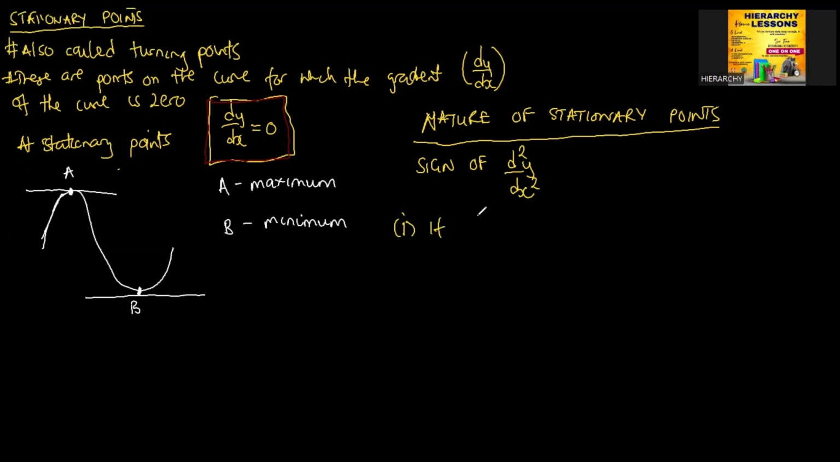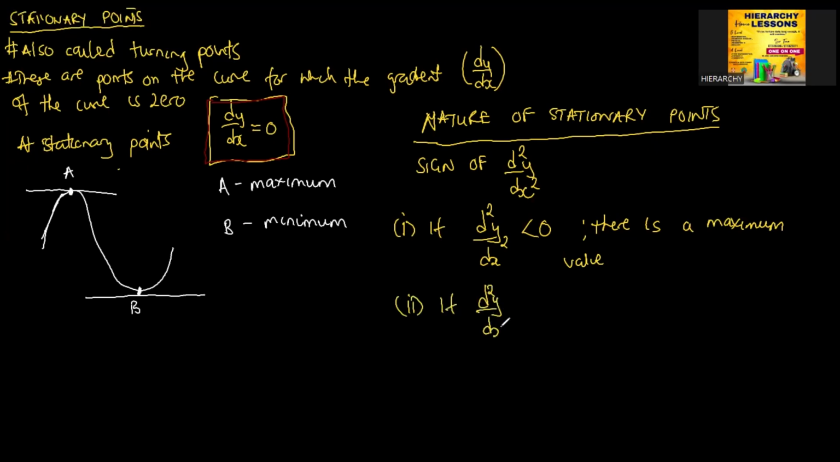If d squared y over dx squared, the second derivative, is less than 0, it means there's a maximum value. And secondly, if the second derivative is greater than 0, there is a minimum point. That's what you need to know.